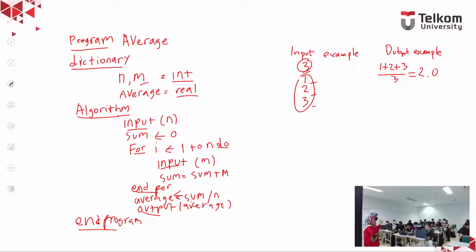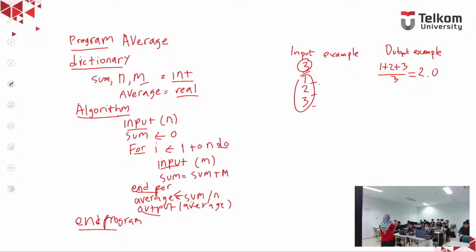So you don't have to define 10 or 100 variables to store each pattern. No. N is to store the number of numbers that will be calculated, and M is the number that will be processed. Okay. Next here, sum. Same, it should also be defined in the dictionary.